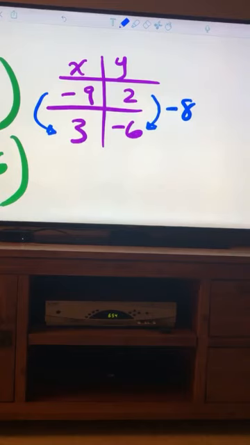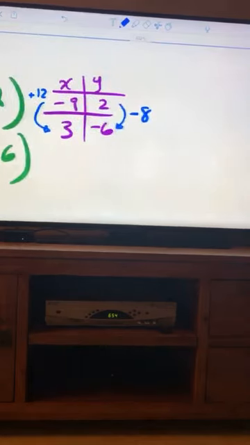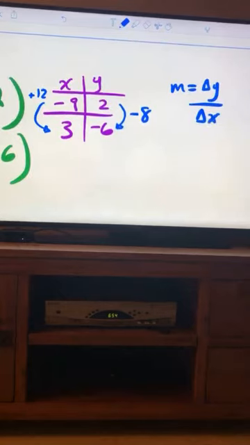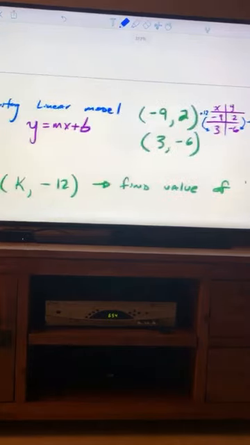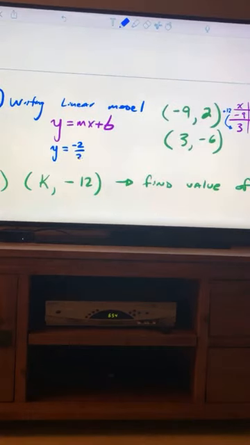Now from negative 9 to positive 3, we have a change of positive, we're going up 12. Now when we express this as a ratio for slope of delta y over delta x, that's going to be negative 8 over positive 12. Divide both of those by 4, and you get negative 2/3, just simplifying the fraction. So this is where we are so far. We did our slope, we got negative 2/3, and now we're just still missing that b value.